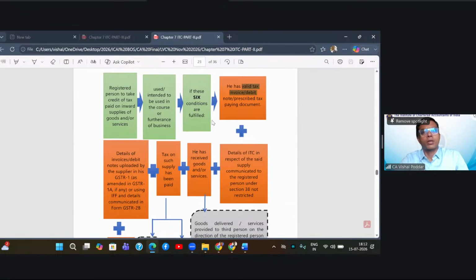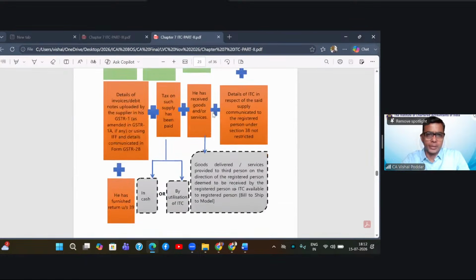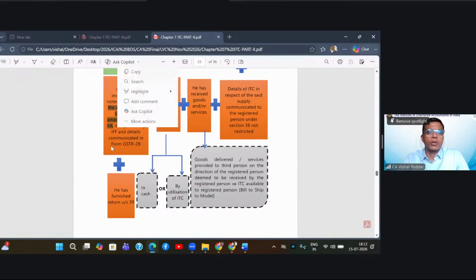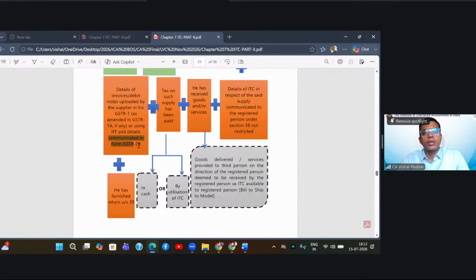And most important component is the amount of tax. Second, whatever invoices you have procured, the details of these invoices should have been uploaded by the supplier in his outward supply return, which is GSTR 1 or the new amended 1A. And most important, it should have been available in your GSTR 2B, which is your inward supply document.